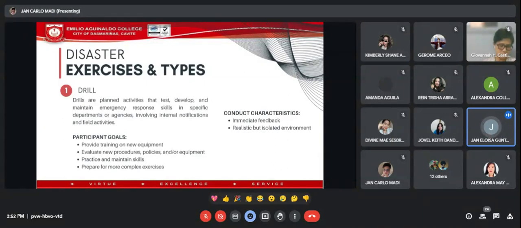And as for its primary goal po ng drill, it is to simulate and evaluate po yung effectiveness ng emergency response protocols sa mga uncontrolled and controlled environment. So for the goals po ng participant, una po is to provide training on new equipment. Yung in which yung objective po nito is para makapag-provide or providing training on equipment para ma-familiarize ng mga participants po with sa mga operation, functionalities, and maintenance ng mga latest tools or equipment na gagamitin.